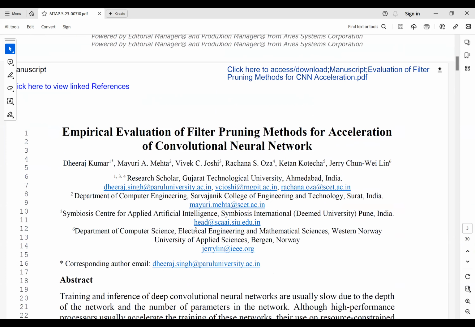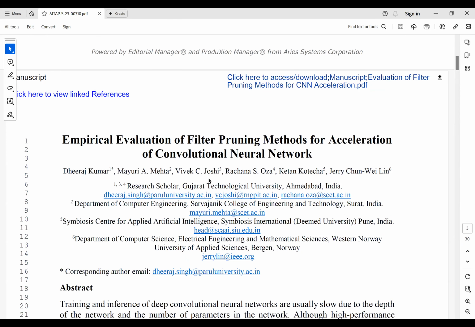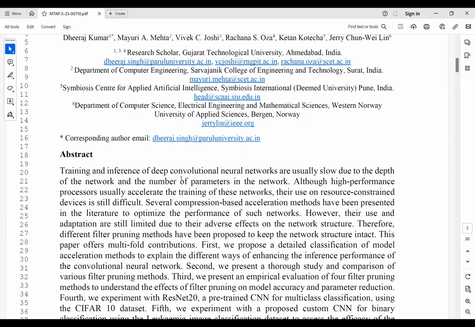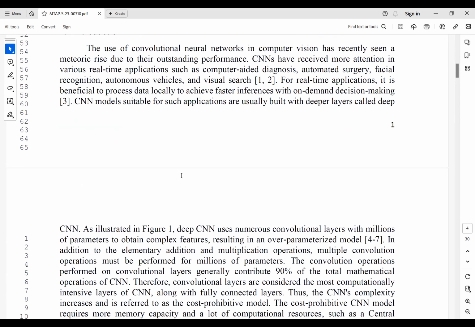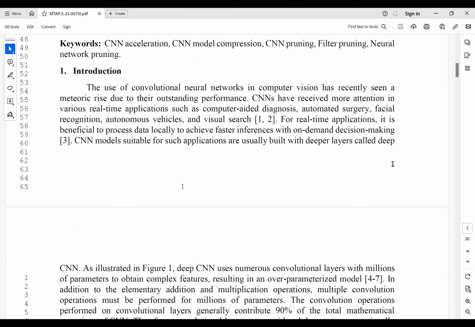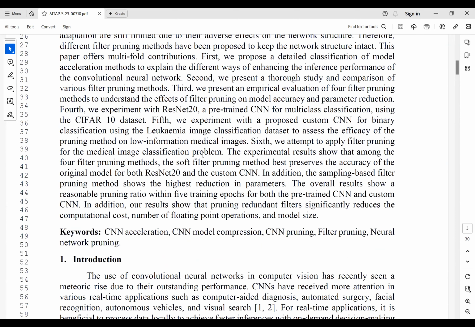Yeah. So students, it's a huge topic. This paper is under review. This work is done by my PhD scholars. And here you can see the pruning methods for acceleration of convolutional neural networks. Okay, so this is a very huge topic, and I just wanted to show you, and that's why I have kept this paper open, because in this syllabus, after this topic, we will start discussion on convolutional neural networks. And this paper is mainly to accelerate the performance of convolutional neural networks only.